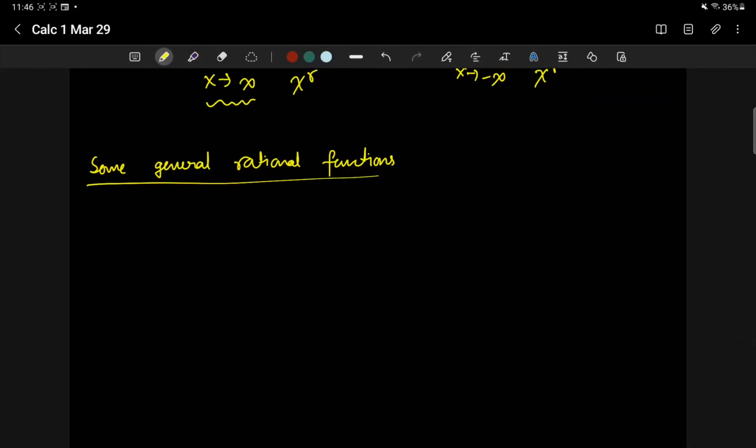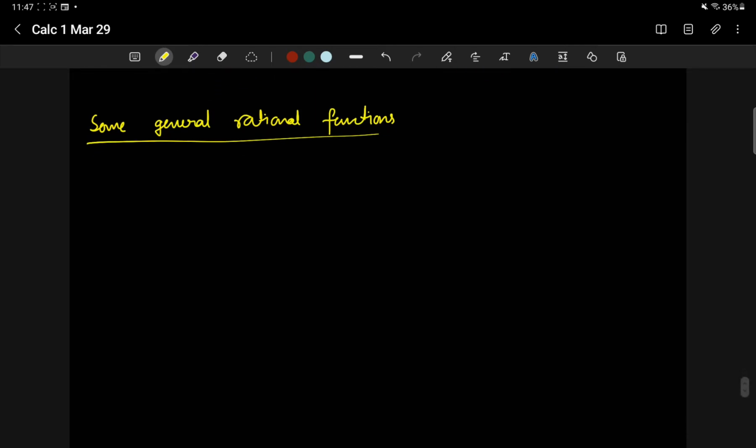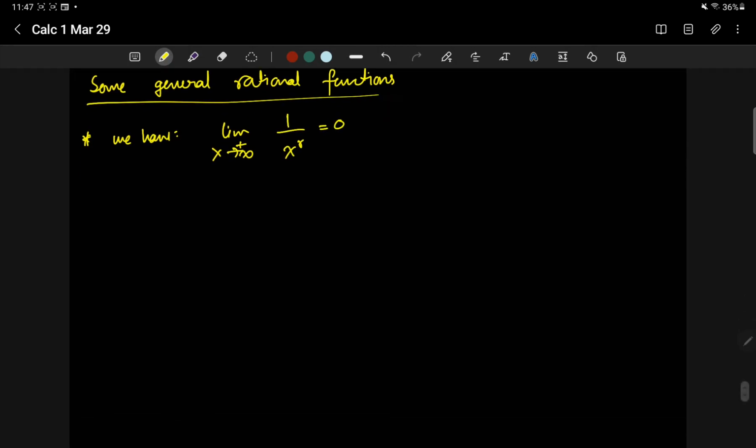Hi everyone. In this one, we will continue where we left off and talk about some general rational functions. So what we have is that the limit as x goes to infinity, plus or minus, of 1 over x to the r is 0. Let's look at our first general case.